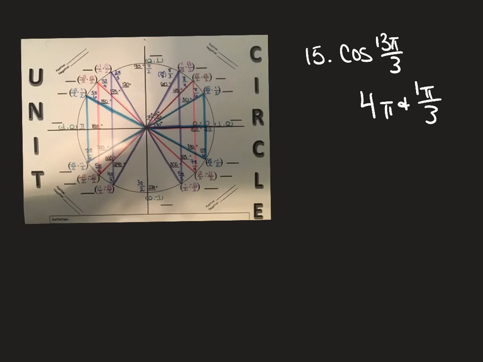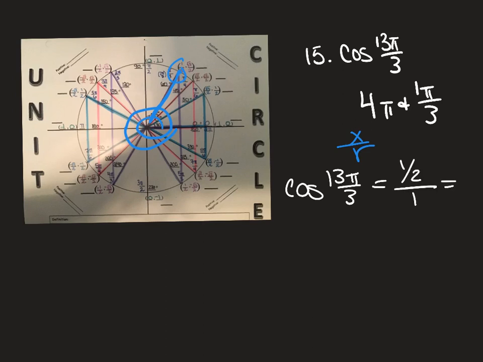So if I do my 4 whole pies, I'm going to use a color. I'll use my blue over here. So 1 pi, 2 pi, 3 pi. There's my 4 pi, and I have to go 1 more pi over 3. Well, right here is my 1 more pi over 3. Cosine is x over r. So I want to grab my x part of my ordered pair. So cosine of 13 pi over 3 is going to be 1/2 over 1, which is just 1/2.